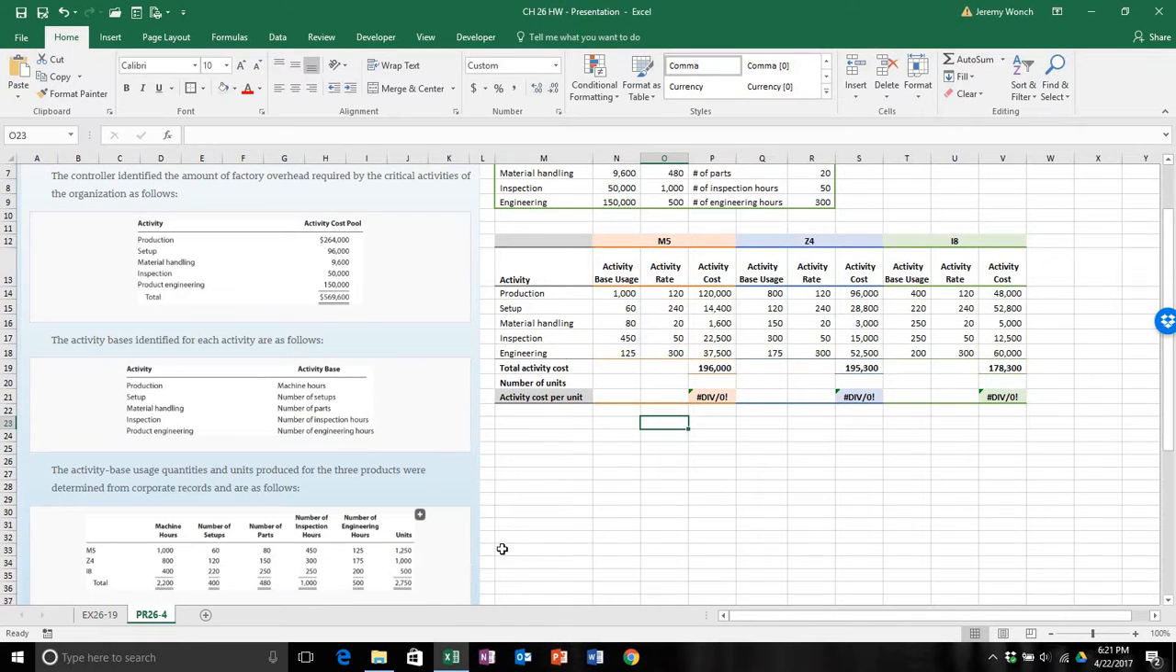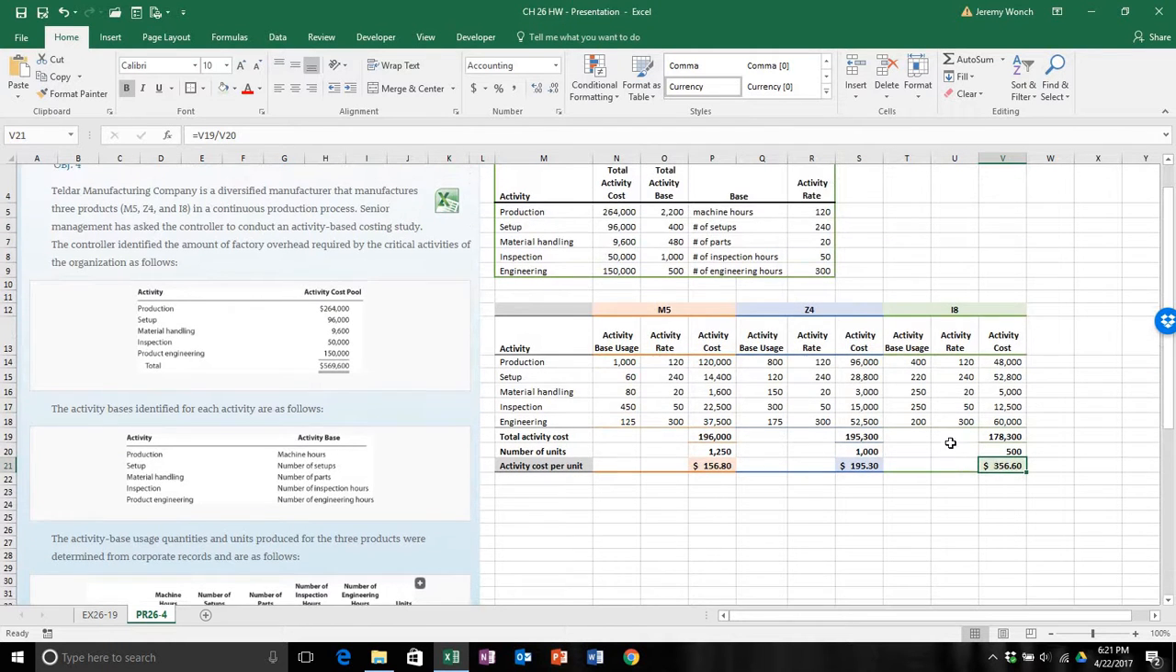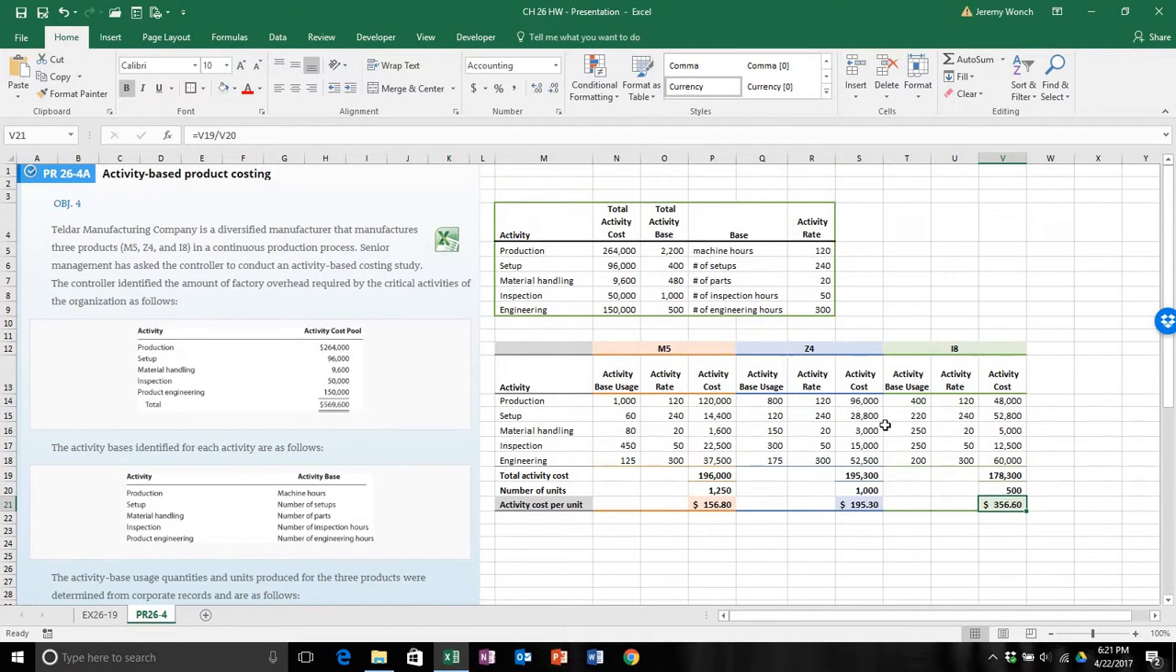Now we have to take that total cost per product and get it down to a per unit cost. So we figure out the total units produced of each one of these. For the M5 we produced 1,250. For the Z4 we made 1,000. And for the i8 we did 500. So we take the total cost divided by the units, and we have an activity cost per unit for each one of the products. So not too bad at all.